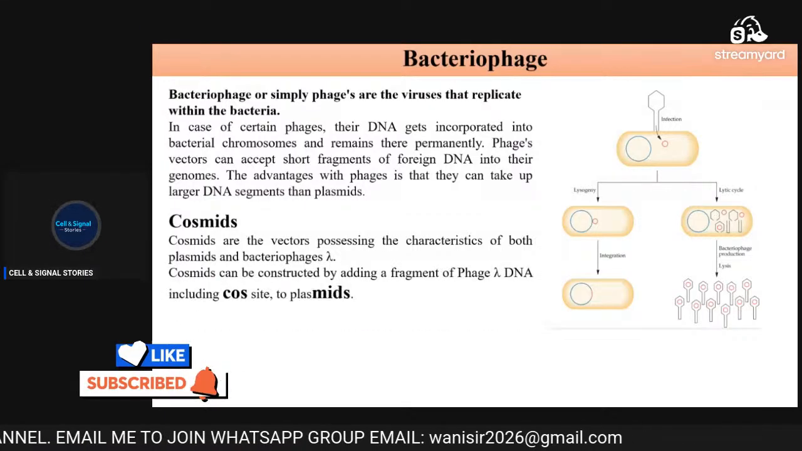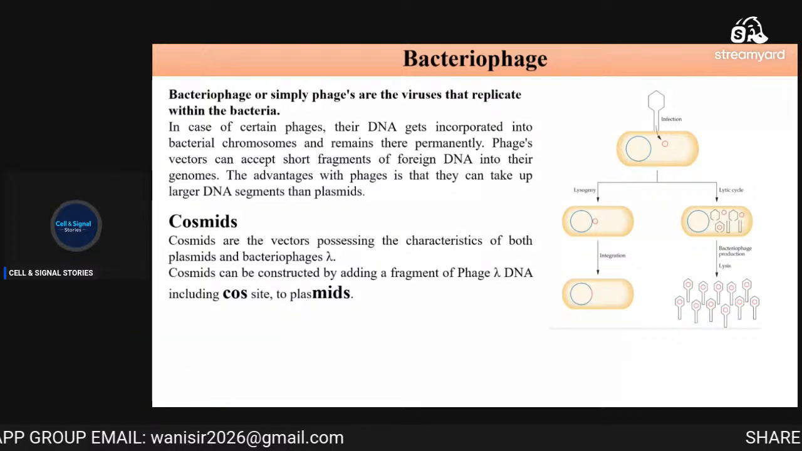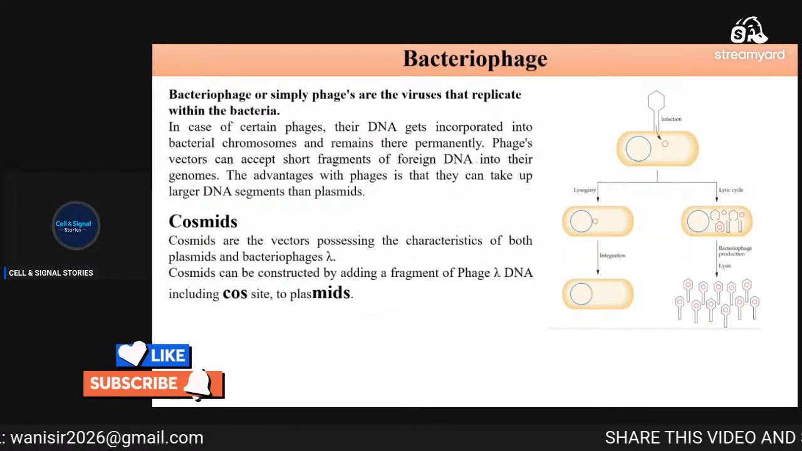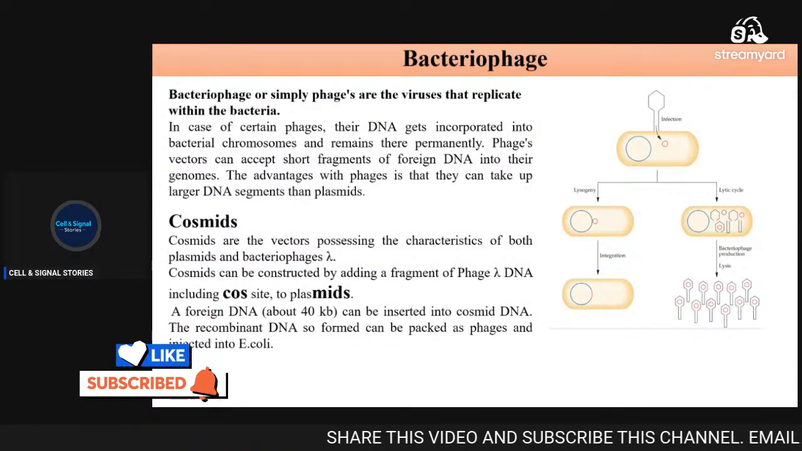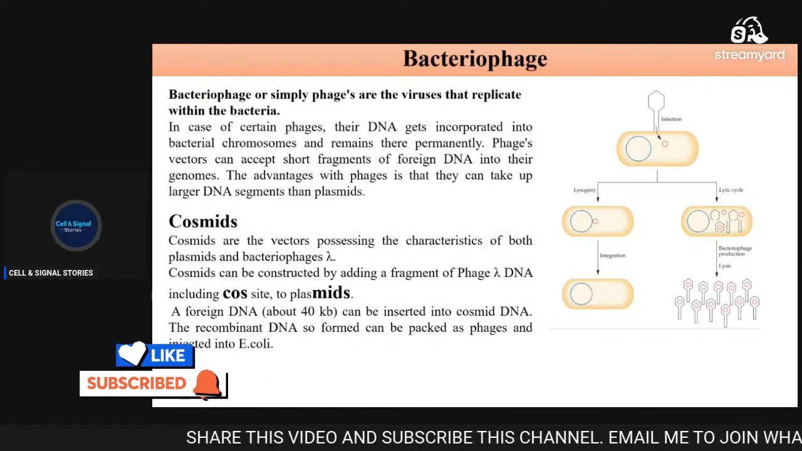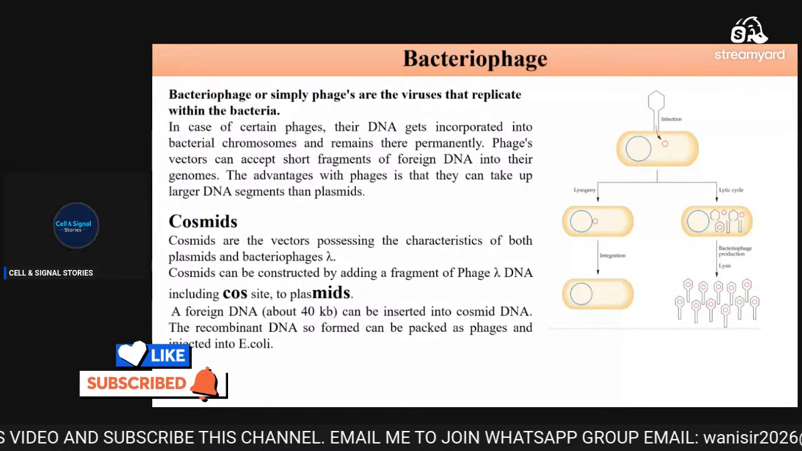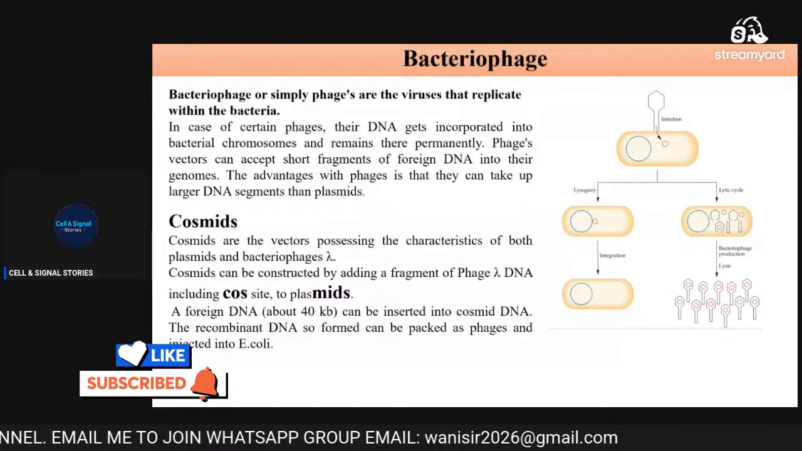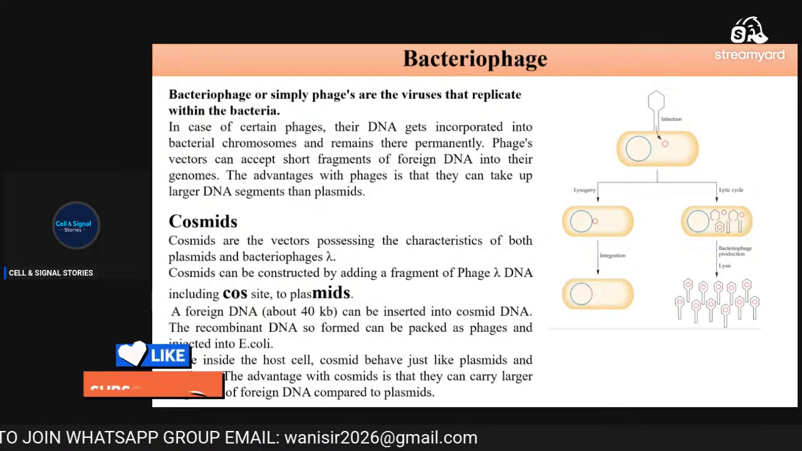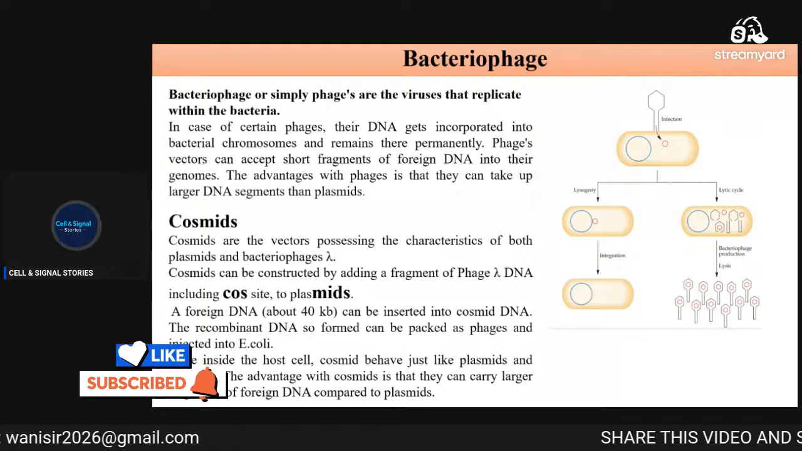Now, the cosmid can be constructed by adding fragments of the lambda phage DNA, including the cos site, to the plasmid. So the foreign DNA is up to 40 kb, as we have written here, and some books have written up to 50 kb, that can be inserted in the cosmid. The recombinant DNA so formed can be packaged as the phage and injected into the E. coli. Once they go inside the host cell, the cosmid behaves like the plasmid and replicates.